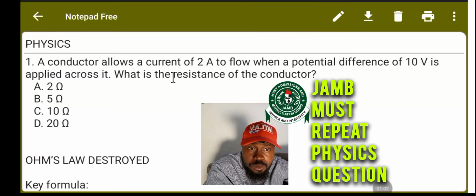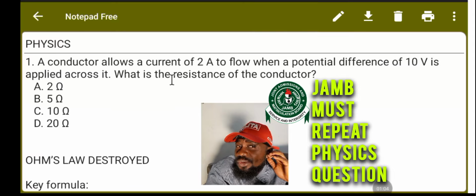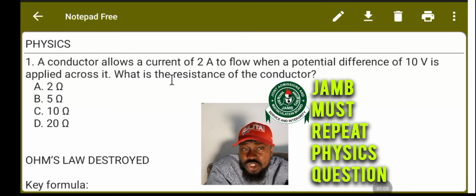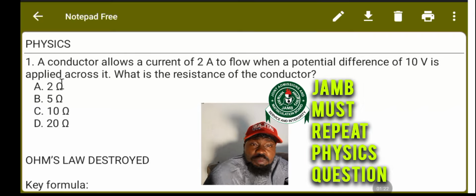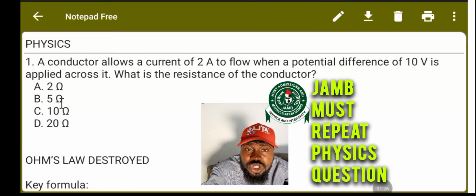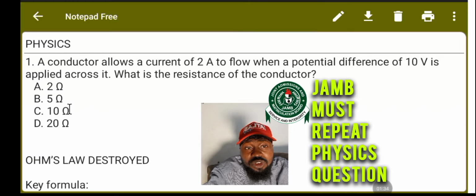That's it. So I always tell you, before you attempt any physics calculation question, as you finish reading the question, immediately look at the options. Once you look at the options, look at the units that the options are represented in. If you look at the options, they are represented in ohms. And ohm is used to measure resistance, okay? That's the SI unit of resistance.